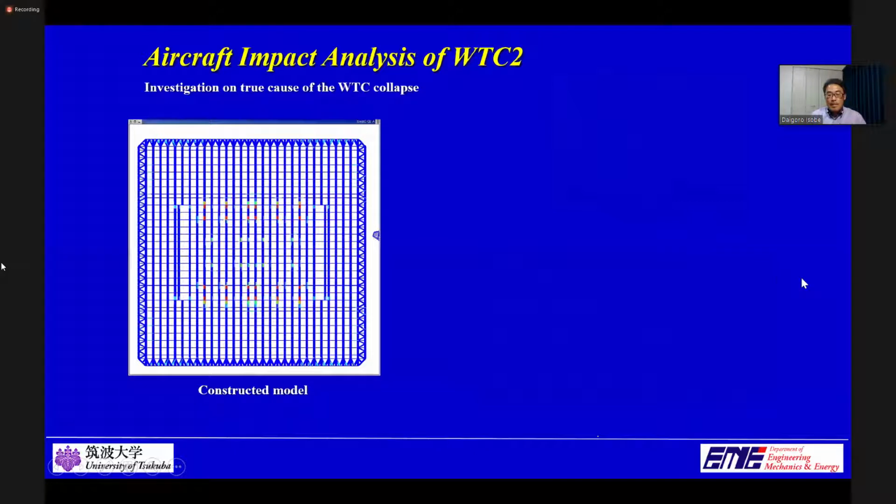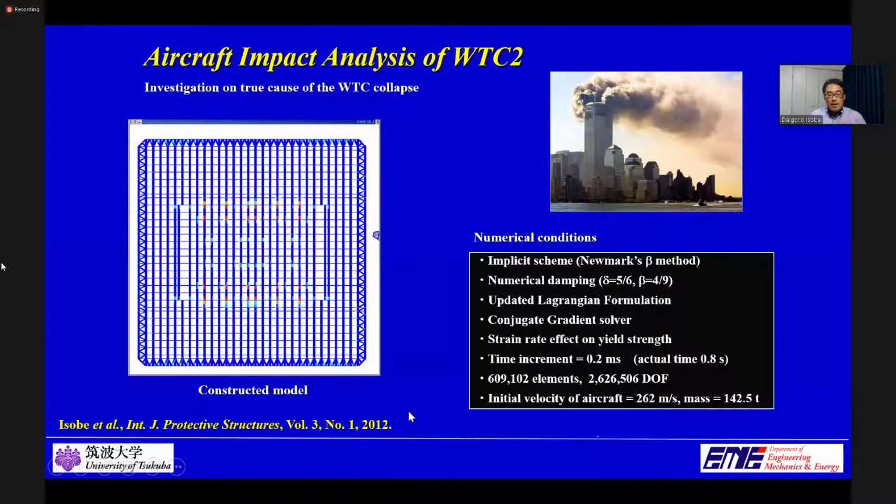Now let me show you some of the numerical examples. An aircraft impact analysis of the World Trade Center Tower 2 was carried out to investigate the true cause of the WTC collapse. The numerical model was constructed based upon the information from the FEMA and NIST reports. Full models of the building and the Boeing 767 aircraft were constructed with linear motion beam elements.